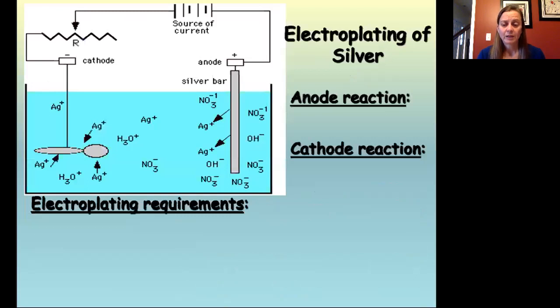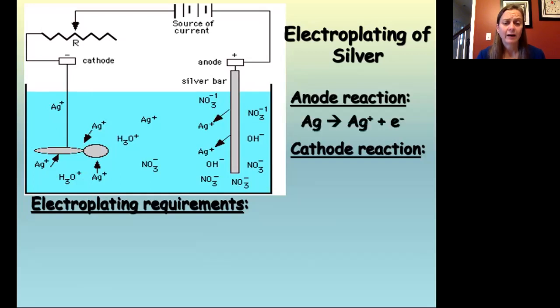Another common application of non-spontaneous cells is electroplating. So if we want to coat the surface of a metal with a more expensive metal, but not use the same expensive metal all the way through, then we can electroplate. This gives a very smooth, very even coating. Many people have silver plate in their homes, where a less expensive metal is coated with silver.